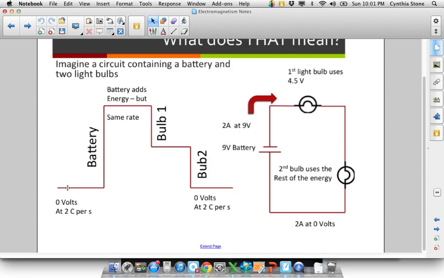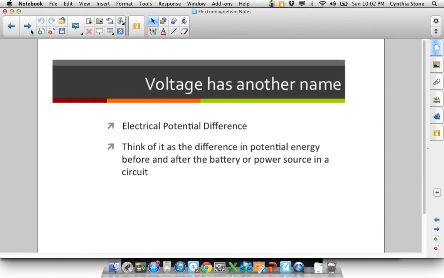And so what this is supposed to show is, think of it as gravitational potential energy. Say they have no energy coming into the battery, which lifts them way up, and then as soon as they hit the first bulb, they drop a certain amount, hit the second bulb, they drop the rest. So the energy, which is the voltage, drops as you go through the circuit. The rate stays the same, but the amount of energy they have doesn't. If you hear the term voltage or potential difference, they mean the same thing.